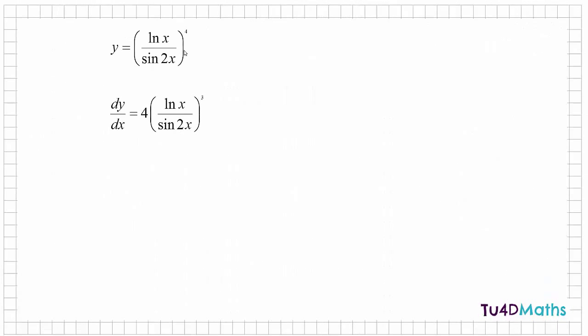First, we use the chain rule, so dy/dx will be 4 times all of this expression to the power of 3, and then we need to differentiate what's inside the brackets, log of x over the sine of 2x. But this is of the form u over v, where u is the top, log of x, and v is the bottom, sine of 2x.